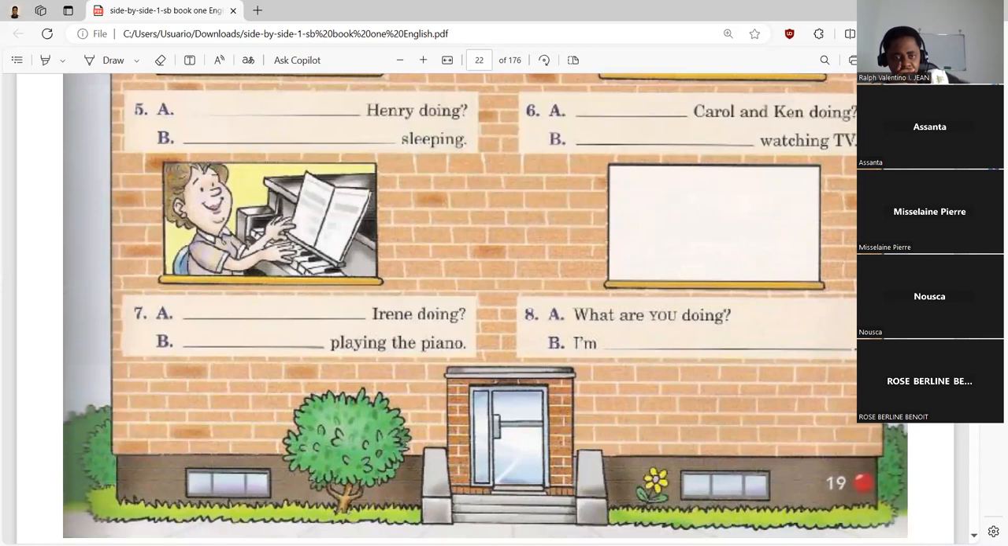Yes, you're gonna do 7 and 8. Go ahead. What is he doing? La réponse. He is playing the piano. She's playing the piano. Très bien. Number 8.